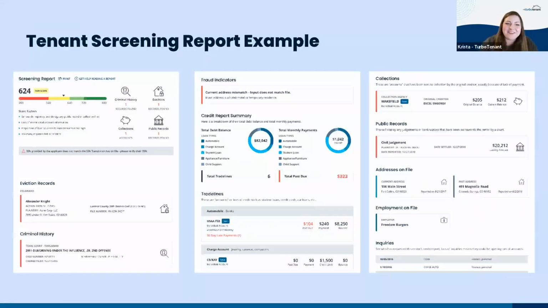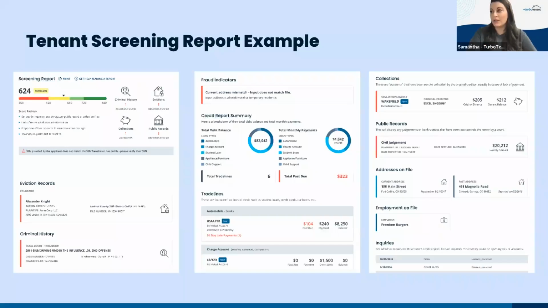Speaking of knowing exactly what you're looking at, here is a full screen example of the tenant screening report from TurboTenant. As you can see, we make it as easy as possible for you to understand what's going on with any particular applicant at a glance. Once again, using the stoplight system here for the credit score and a quick snapshot of all of the things found in this first section. Then it breaks down and gives you things like the eviction records, criminal history, public records, et cetera. Samantha, is there anything you want to say about the screening report example before we move on?